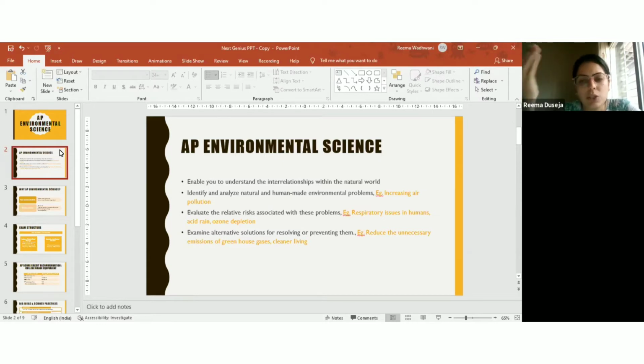It causes respiratory issues in humans, and it causes acid rain and ozone depletion in the environment. And we can examine alternative solutions to resolve or prevent this. That is, reduce the unnecessary emissions of greenhouse gases, use a cloth bag instead of a plastic bag, save water, walk to work rather than using a car, or use a carpool system or public transport, all of that. So this is just one very basic issue being addressed here, just so that you understand what it is that we're looking for. We will be discussing a little bit about the chapters as well going forward.